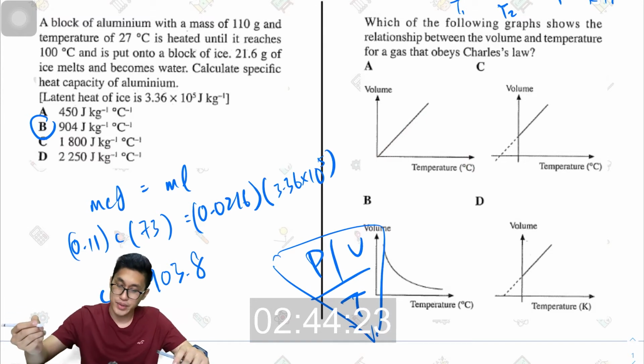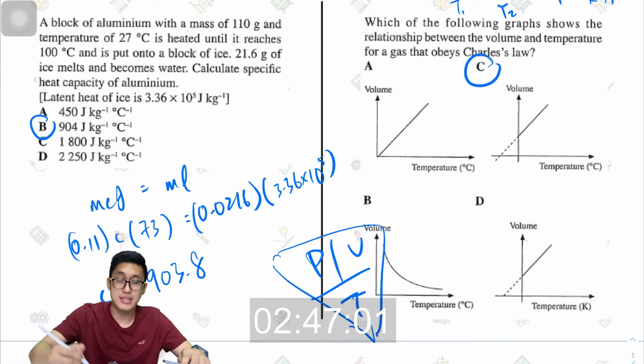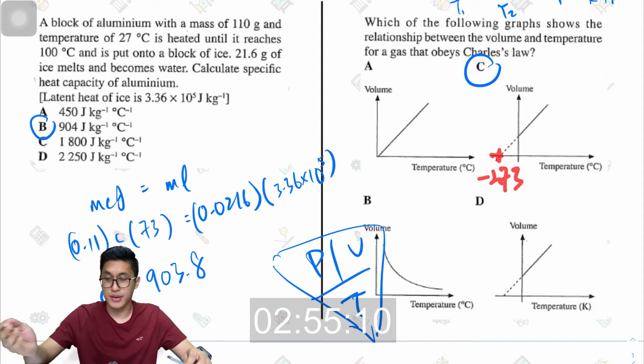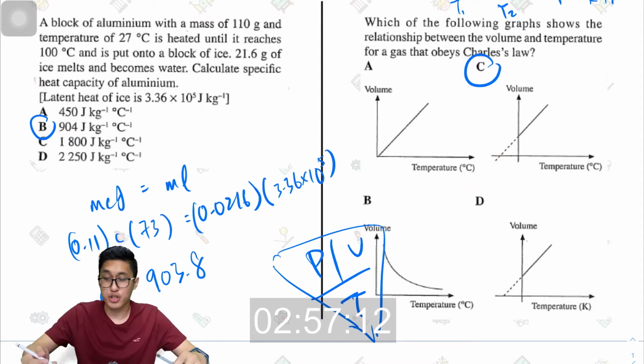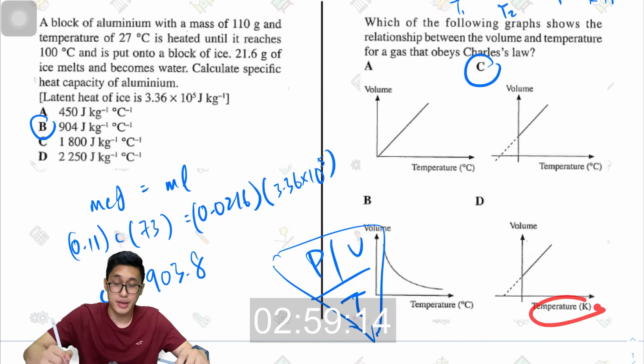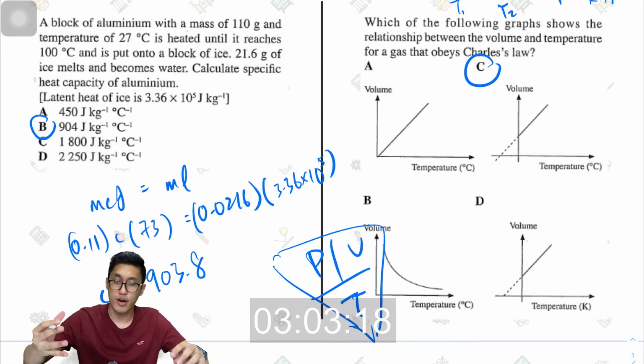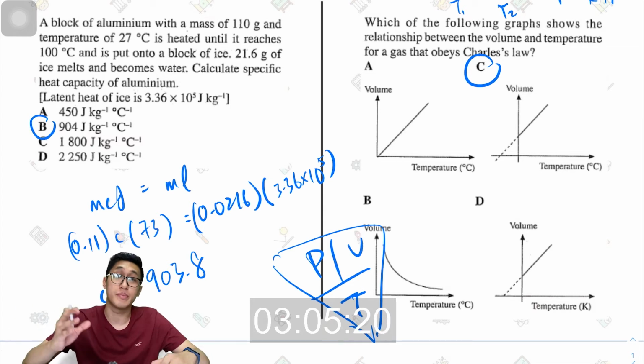So the best graph that we can use would be C, right? Whereby the 0 point is actually behind in the negative portion. This would be negative 273. Okay, and if you change it to kelvins, then for example here, you should have a directly proportional graph, right? Because for the gas laws, your temperature should always be in kelvins.